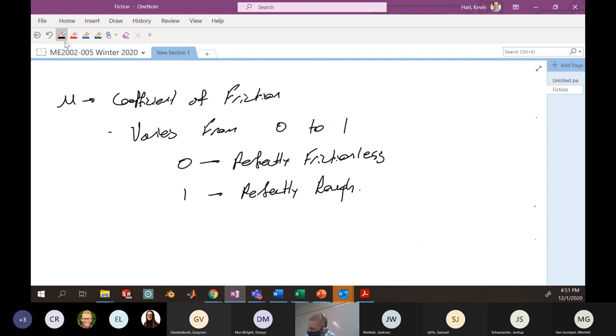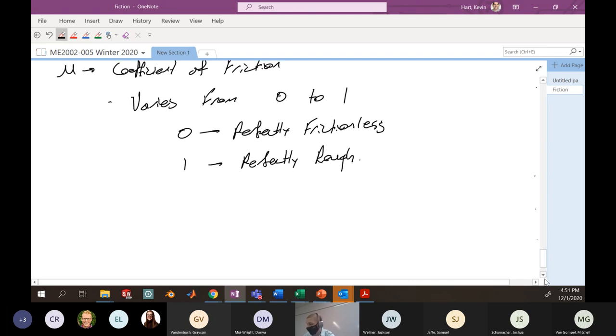Now, we have a couple of different coefficients of friction that exist. We're going to talk about 2 in this class. First is the static coefficient of friction.